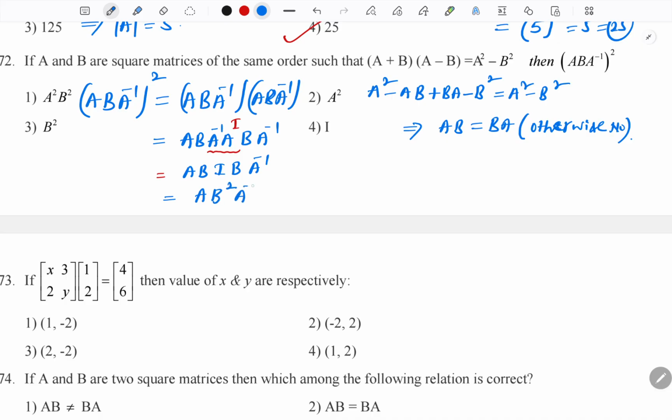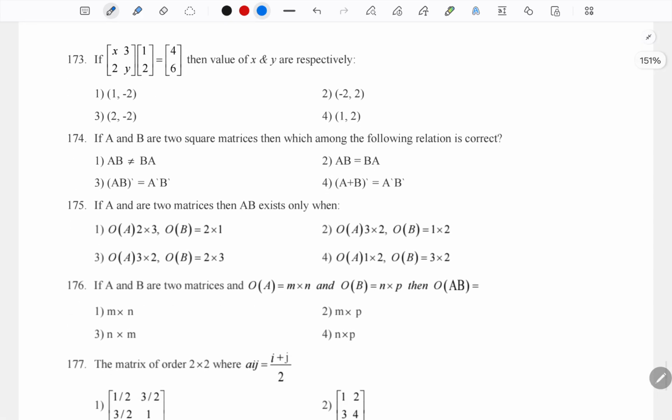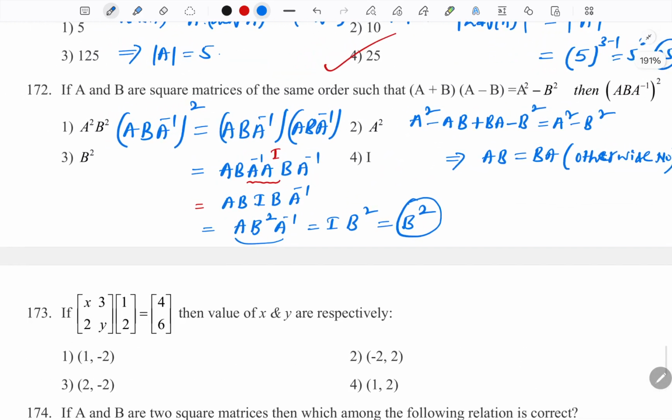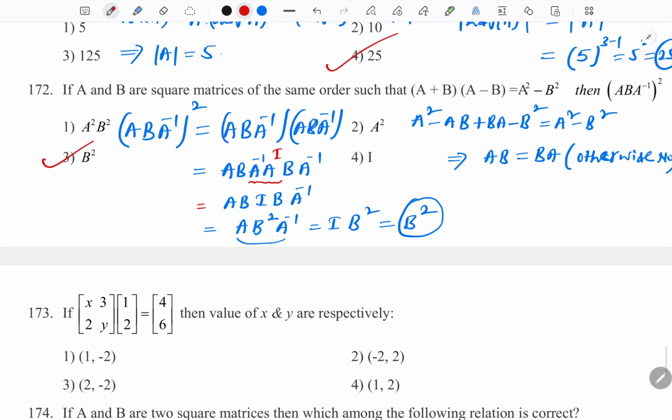Okay, if I simplify these two, then again we will get I B square. B is a matrix, right? Matrix into identity matrix only will come. The resultant is B square, the answer. So which one is correct? B square. So my answer is B square, option 3 is my correct answer.